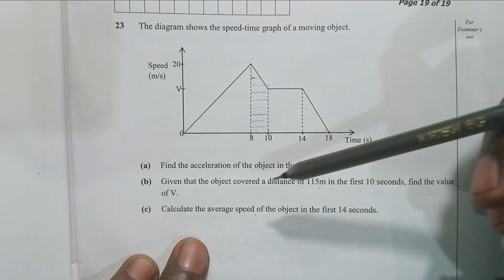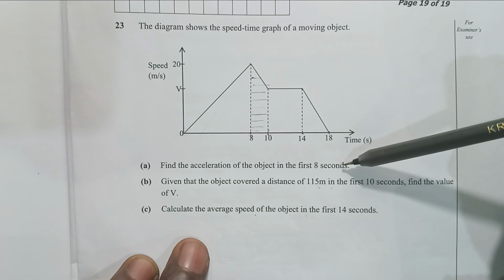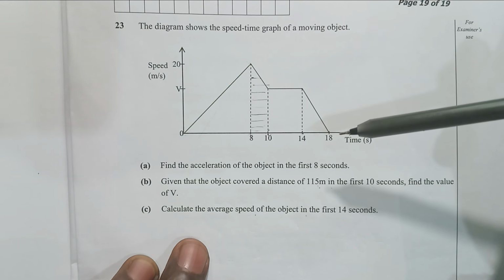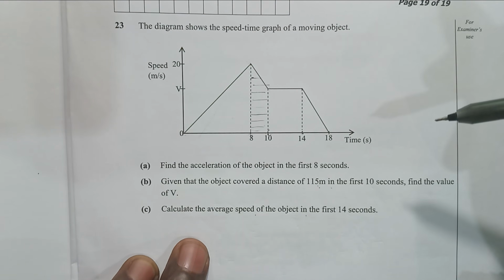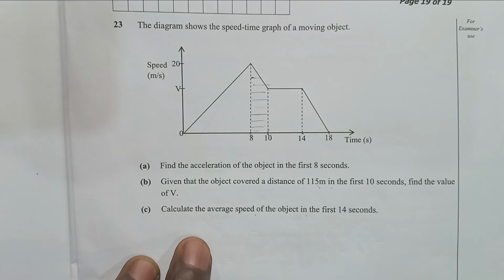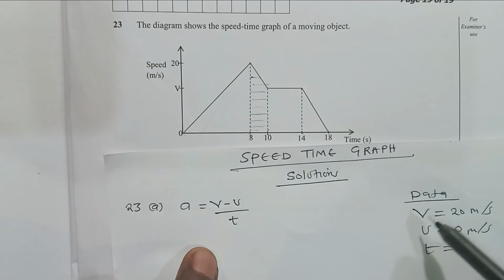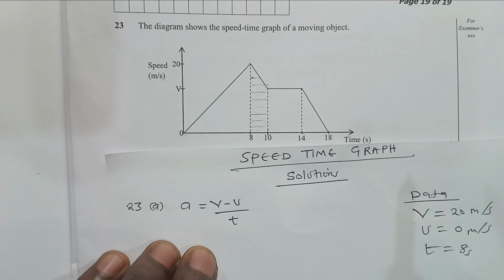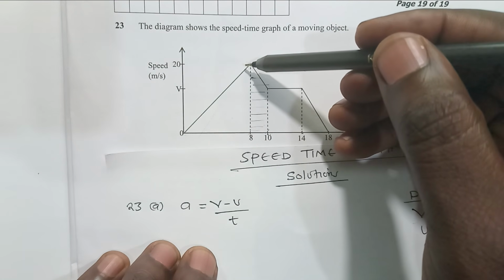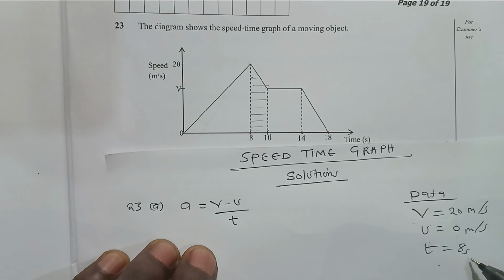Now part A says find the acceleration of the object in the first 8 seconds. Okay, so we need to understand that acceleration is the change in speed with respect to time, okay? And the data that we can collect in this part of the question is that for the first 8 seconds, the final velocity, v, is going to be equal to 20, and then the initial velocity, u, is going to be equal to 0. Then the time is going to be 8 seconds.